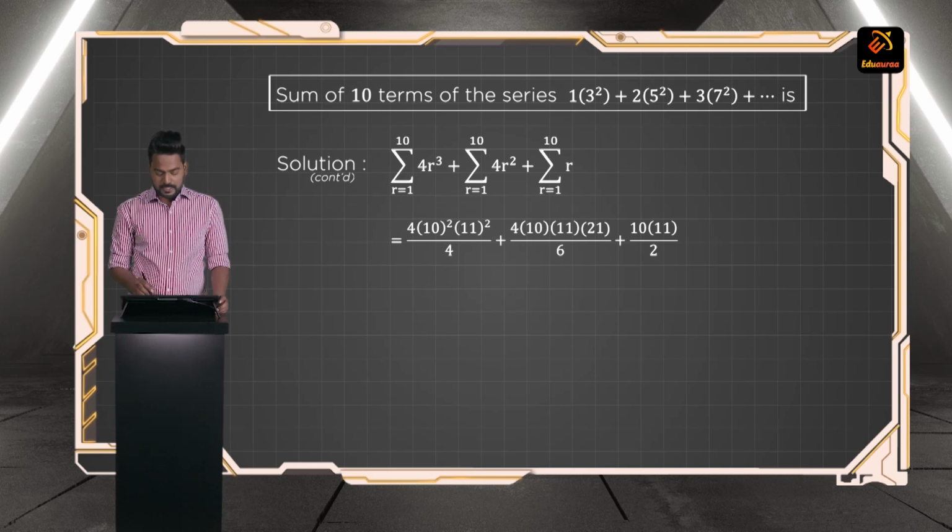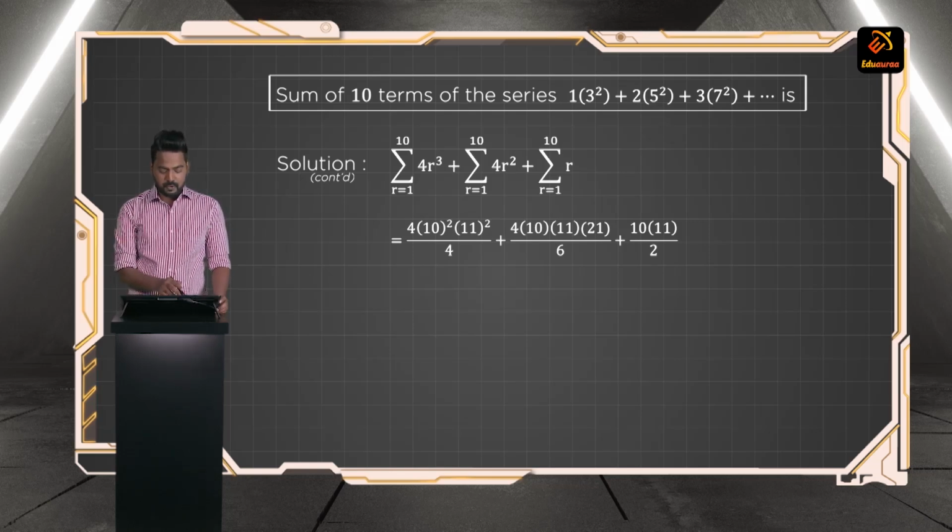The whole upon 6 plus what is summation of r? n into n plus 1 upon 2. But we do not want up to n terms. So what I am going to do is 10 into 10 plus 1, which is 11, upon 2. Now have a look at it properly.